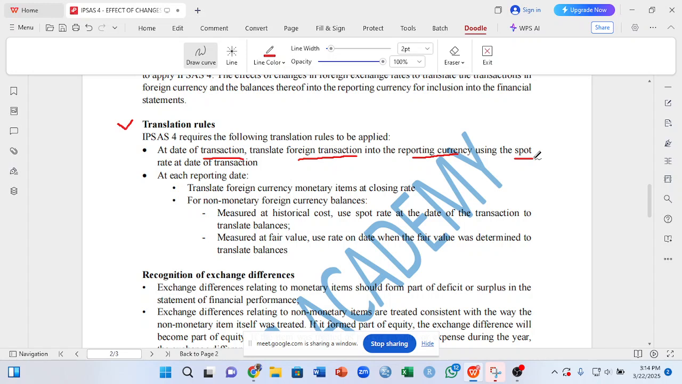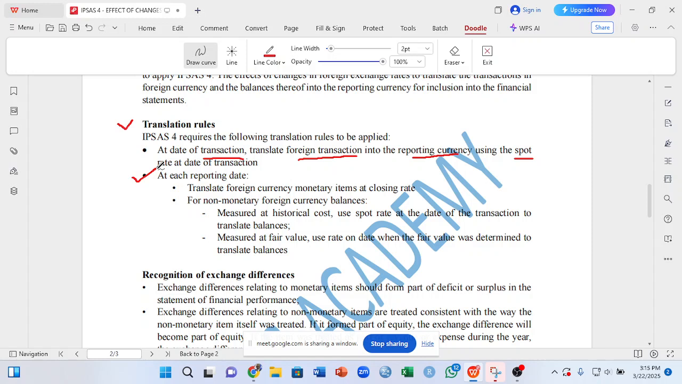So if you acquired an item of PPE on 1st January 2020, make sure that at that first instance you translate the foreign currency into the functional currency or the reporting currency using the prevailing spot rate or the prevailing exchange rate. So this is what you do. That's the transaction date. What about reporting? If it's at reporting, yeah, we say it depends on the item you are dealing with. Is the item monetary or non-monetary?